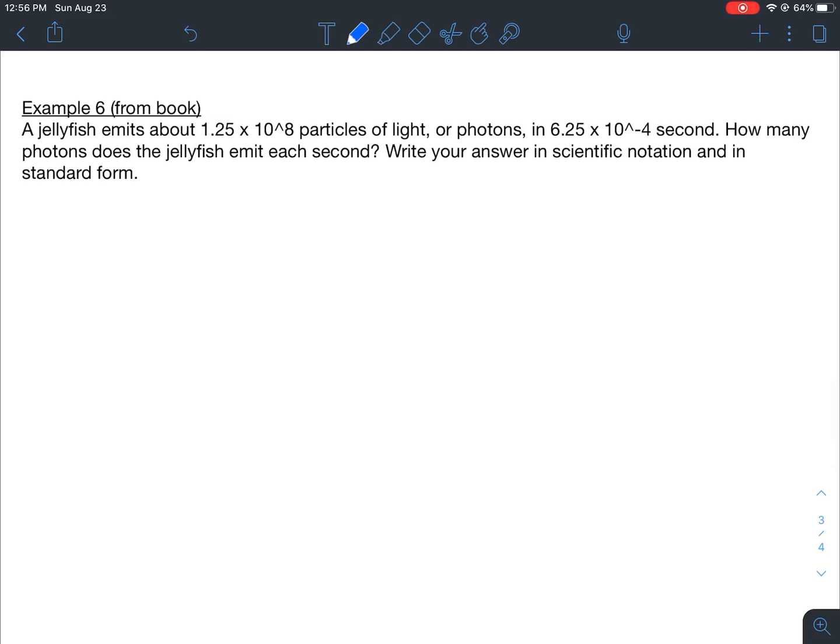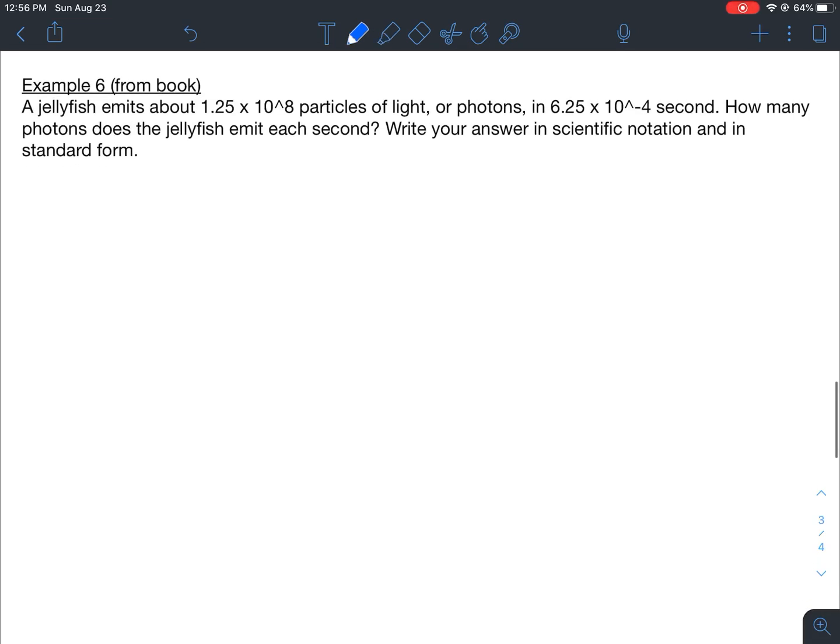So I know we're going pretty quick, but I want to make this video short. For our last example, this is from number 6 in the book. It says a jellyfish emits about 1.25 times 10 to the 8 particles of light, or photons, in 6.25 times 10 raised to the negative 4 seconds.